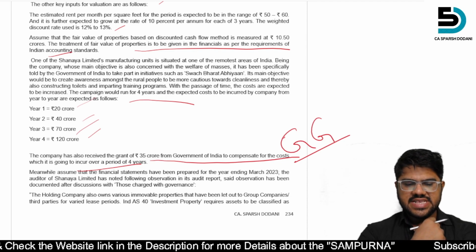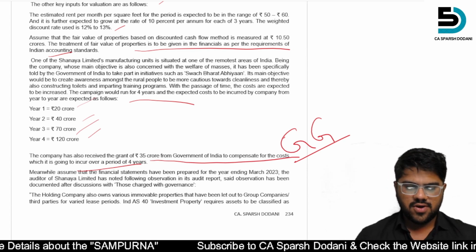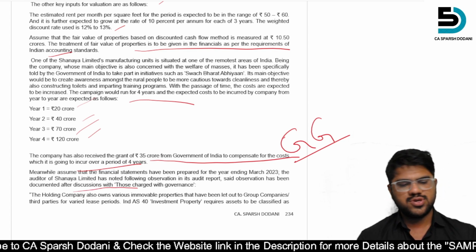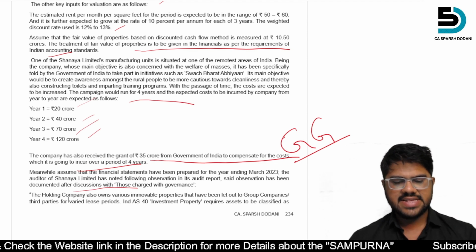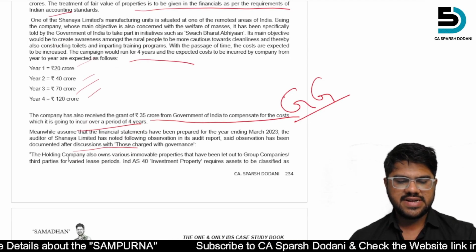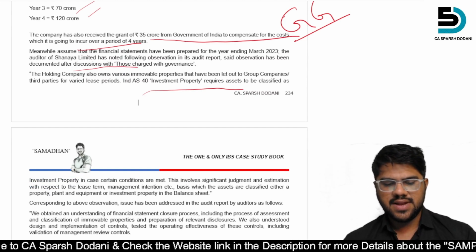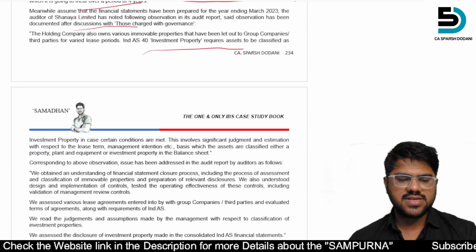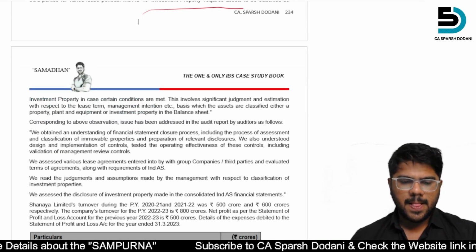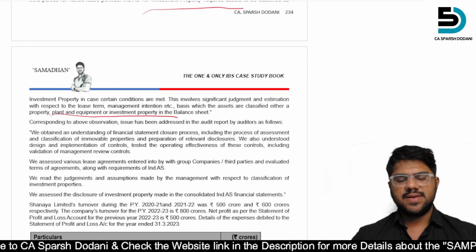Meanwhile, assume that financial statements have been prepared for the year ending March 23. The auditor of Shania Limited has noted the following observation in its audit report. Said observation has been documented after discussion with TCWG. The holding company also owns various immovable properties that have been let out to group companies and third parties for various lease periods. Ind AS 40 on investment property requires assets to be classified as investment property if certain conditions are met. This involves significant judgment and estimation with respect to the lease term, management intention, etc., on the basis of which the assets are classified as either PPE or IP in the balance sheet.